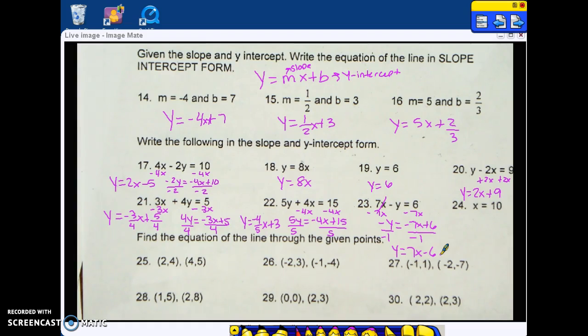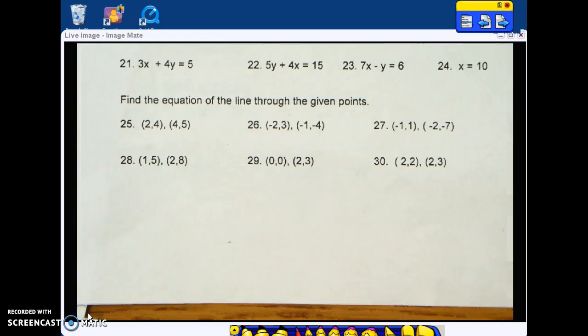And for number 24, x equals 10. This is not a function, but it does have an equation. This is going to be a vertical line, x equals 10. For 25 through 30, we have to find the equation of the line with the given points.